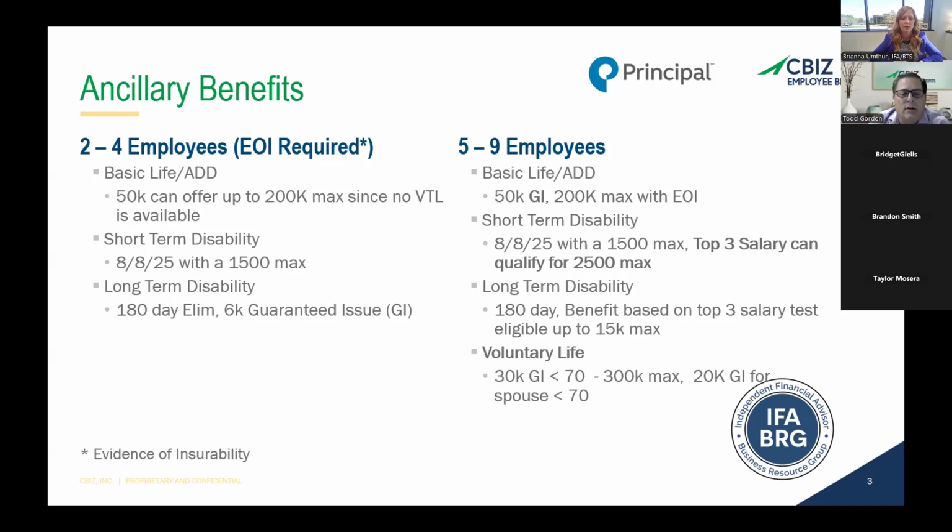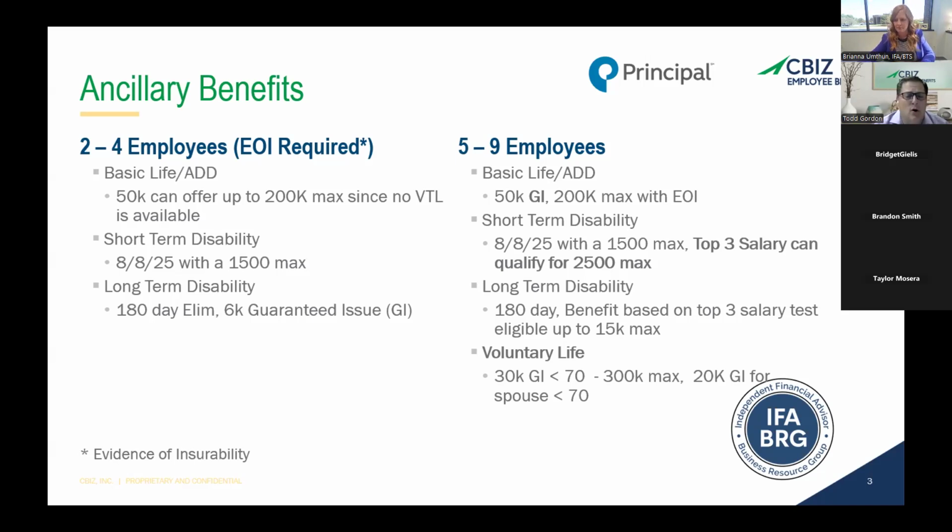But just starting with the initial core ancillary benefits, those being basic life insurance with accidental death and dismemberment, short-term and long-term disability. We do have a 3-tier program set up. The first one being for employers and entities that have 2 to 4 employees, those that have 5 to 9 employees, and those that have 10 or more employees. And the main differences between them is certain coverages are better as you have more employees, and certain coverages need what's known as EOI, or evidence of insurability.